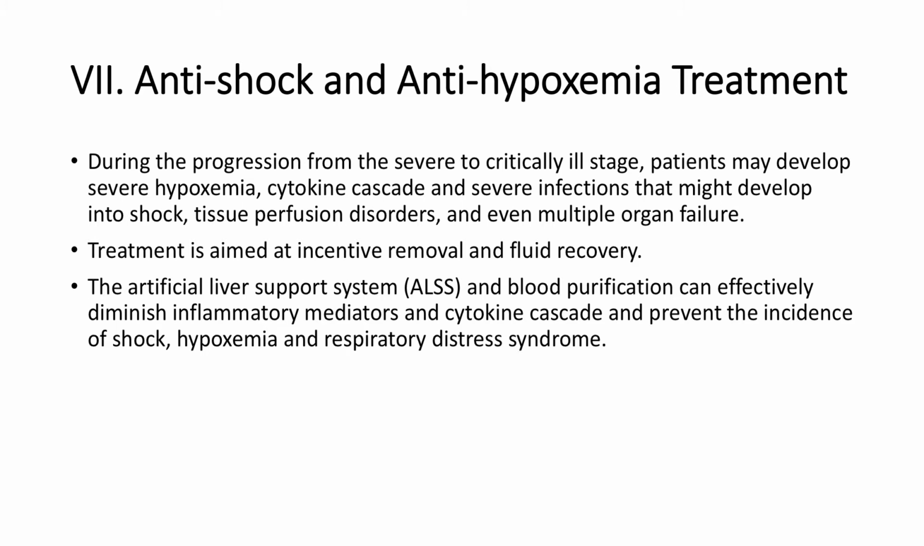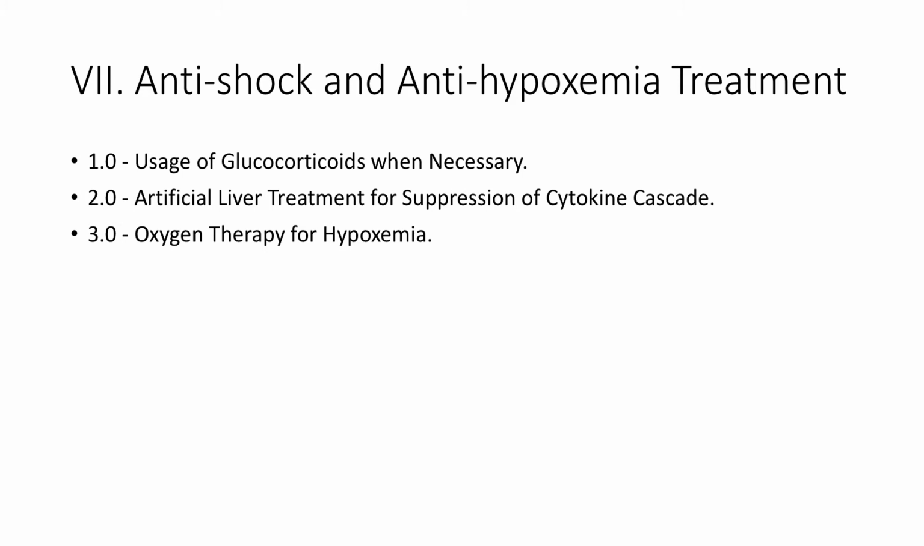The artificial liver support system, ALSS, and blood purification can effectively diminish inflammatory mediators and cytokine cascade and prevent the incidence of shock, hypoxemia, and respiratory distress syndrome. So it's divided into 1.0 use of corticosteroids when necessary, 2.0 artificial liver treatment for suppression of cytokine cascade, and 3.0 oxygen therapy for hypoxemia.